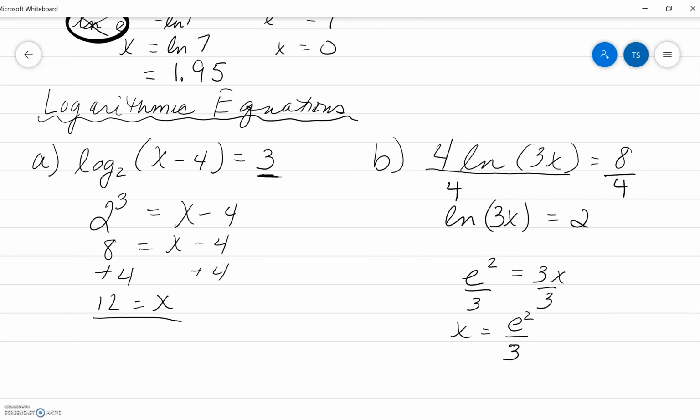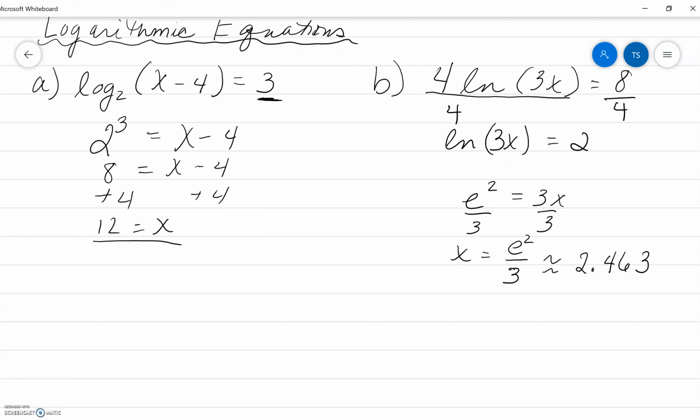That would be a perfectly acceptable answer, but those of you that are attached to your decimals, it would be approximately 2.463. That's e to the second power divided by 3.